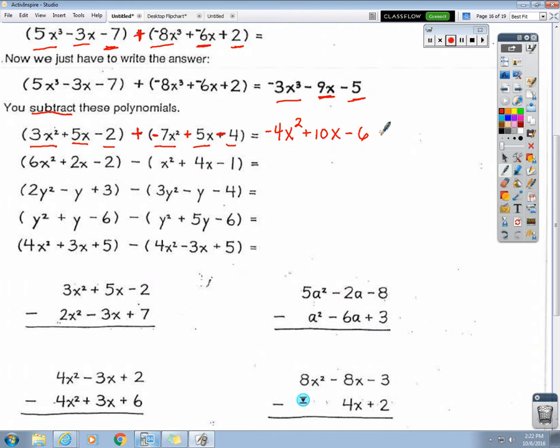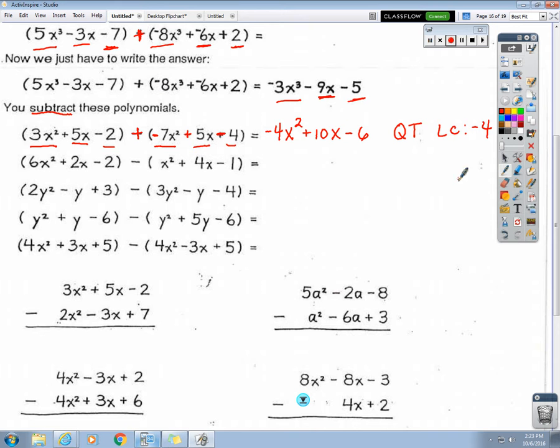Okay, now that we have combined them, what's the name of this one? Yeah, it is quadratic because the highest exponent is 2. Trinomial because it has 3 terms. What is the leading coefficient? What is the definition of a coefficient? Right, a number with a variable beside it.